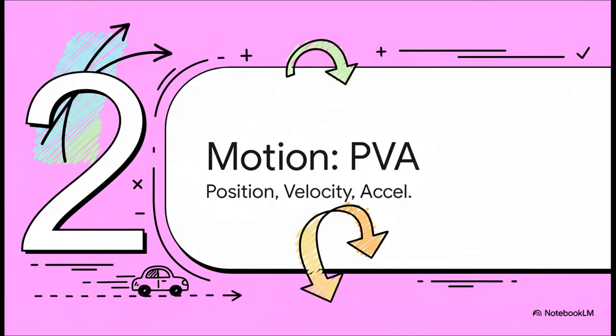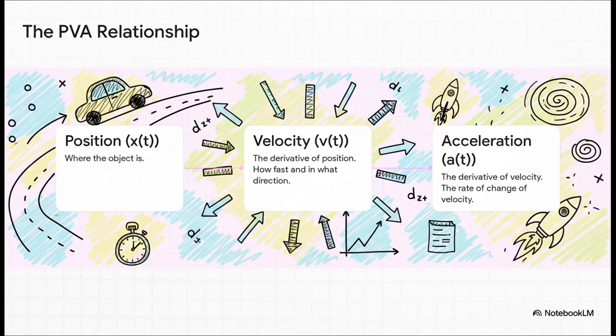This is where we see that function, rate, and rate of a rate idea in its most classic form, the PVA relationship. That's position, velocity, and acceleration. This slide lays it all out. Position, or x of t, is just, well, where an object is. Now take the derivative of that, and you get velocity, v of t. That tells you how fast it's moving and in what direction. Take the derivative of that, and you get acceleration, a of t, which tells you how that velocity is changing. See, it's that exact same layered logic we just saw with our square.